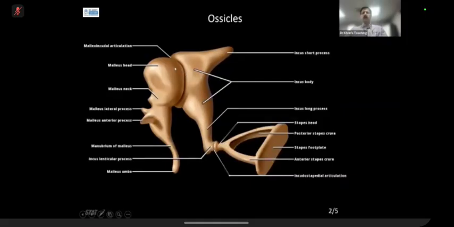I'll show you. So this is the head of the malleus. It joins the body of the incus. Then there is a short process of incus and there is a long process. And this long process then joins to the stapes. The stapes has an anterior crus and a posterior crus. This is the footplate which joins the oval window.